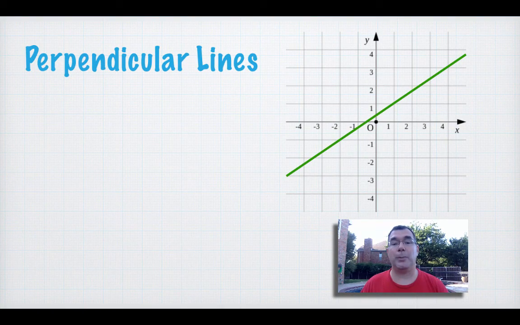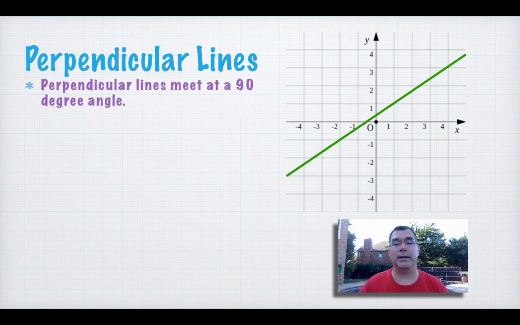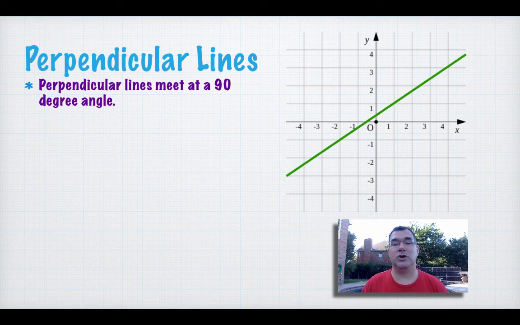Now let's talk about perpendicular lines because those are a little tougher. They don't have the same slope, and in fact their slopes are related, and we'll figure out how they're related. So there's just some random line that I've drawn, and I need to draw another line that's perpendicular to it. Perpendicular means that they will cross at a 90-degree angle.